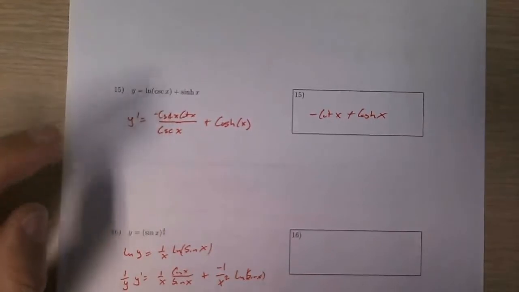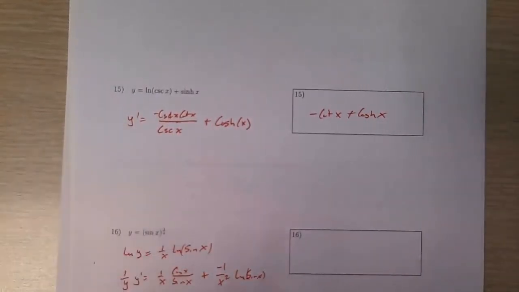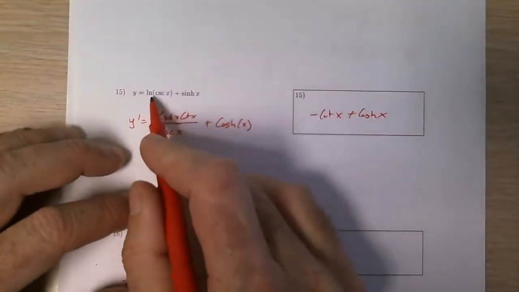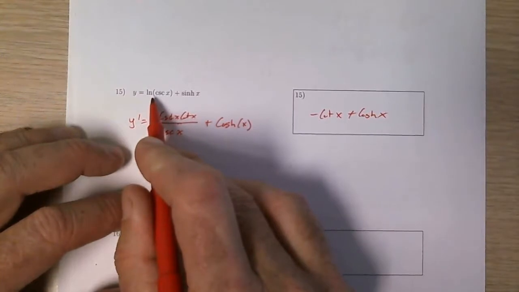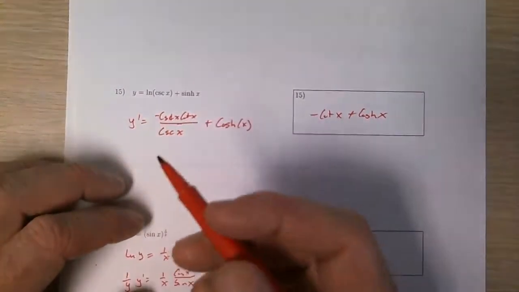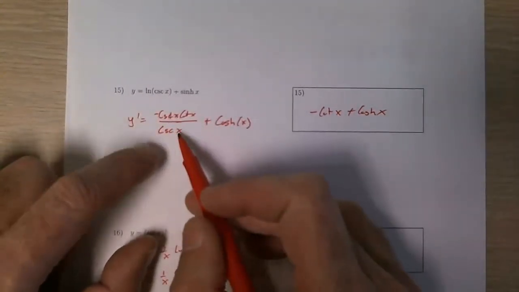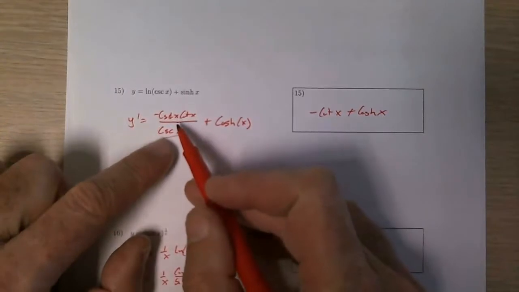This one I was pleased to see only a couple people did it wrong in a particular way. There are people who look at this and say, "Oh, product rule." It's like, no, this is not a product. This is the log of something. There's going to be a chain rule in here.